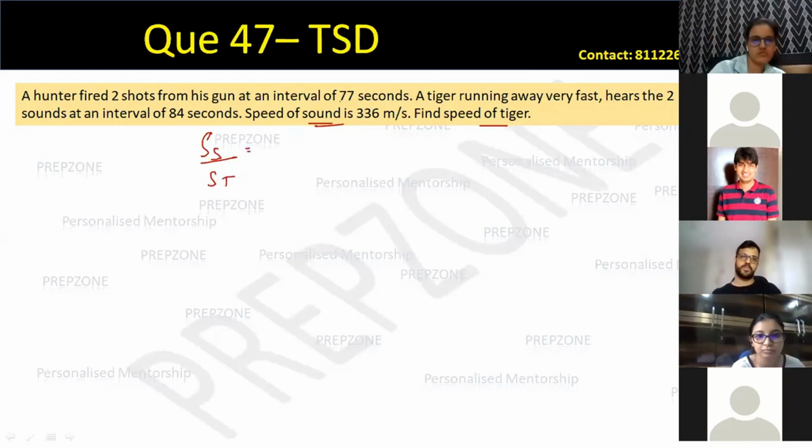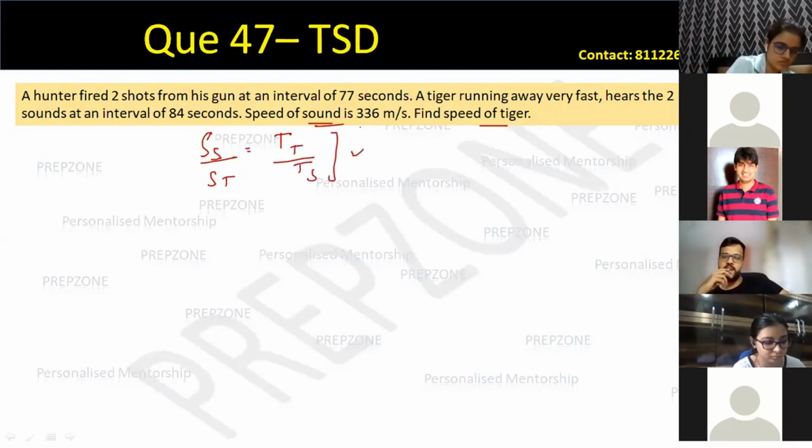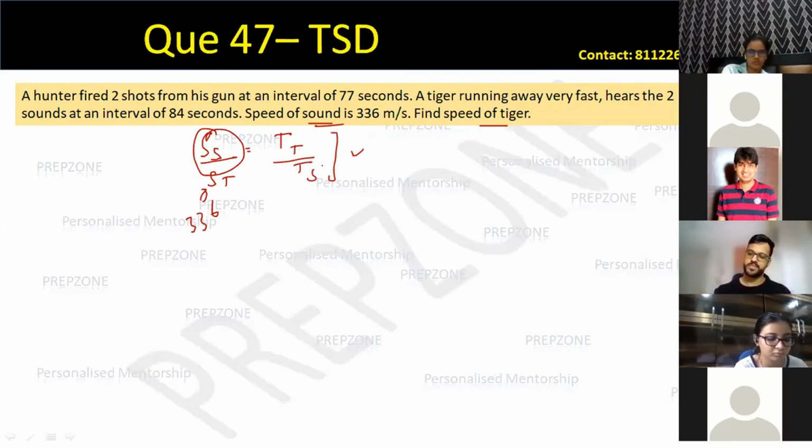Here time is given, so you should get a hint that it should be inversely proportional to the time taken by tiger upon time taken by sound. That's the first hint that you should have gotten, that this question will be solved this way. Okay, now we have to find the speed of sound, which is given as 336, which means we have to find the difference in time: how much time the tiger takes versus how much time the sound takes to travel the same distance.